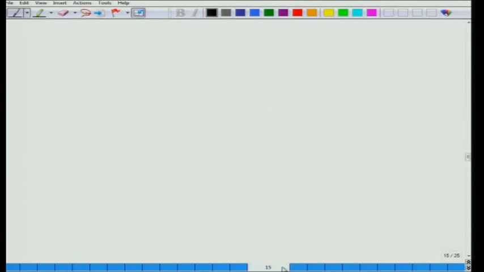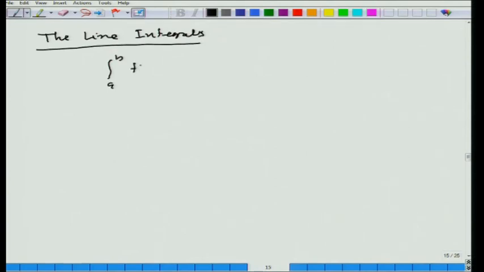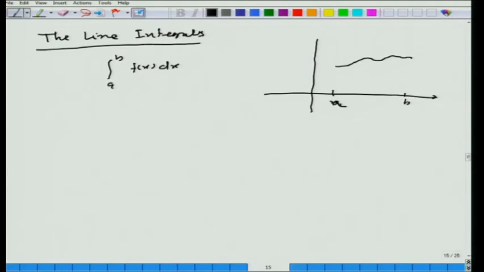The next concept is the line integral. Here we have seen integrals of this kind, a to b f(x) dx. This is the simple case where we have an interval [a, b] on the x axis, and this function f is given over this interval, and we know in the sense of Riemann we can define this integral from a to b provided f is a piecewise smooth function.